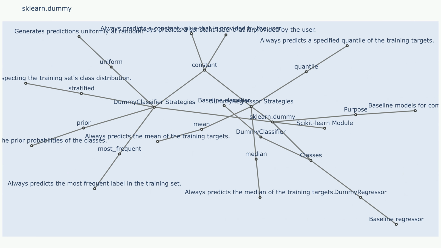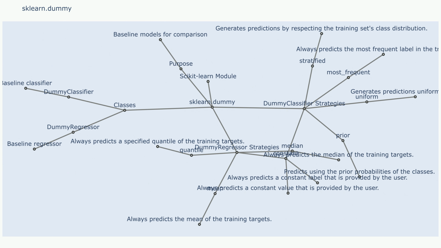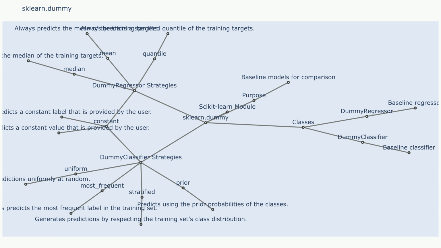Constant. This strategy predicts a constant value, which can be either a specific class label or a numerical value. This is useful for comparing against models that predict a fixed value, such as always predicting the average. Uniform. This strategy predicts randomly from the possible values. It is helpful for comparing against models that might be overfitting or making random predictions.